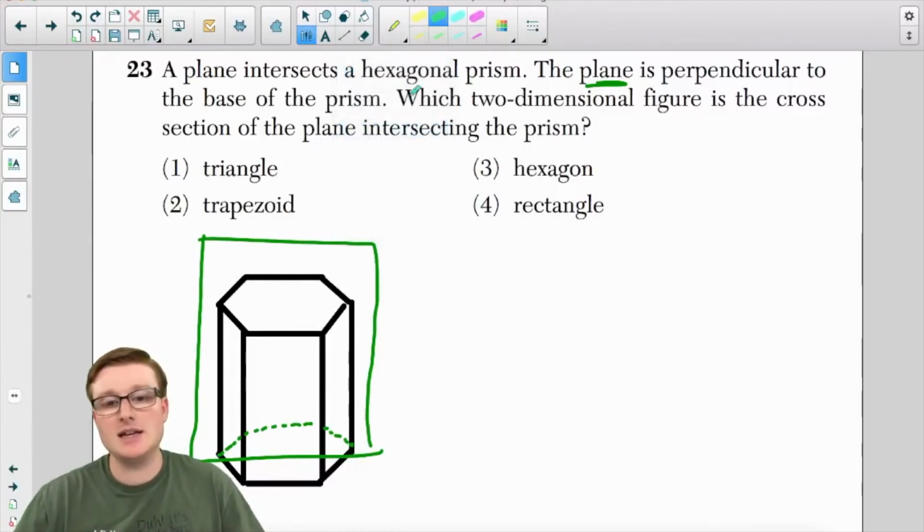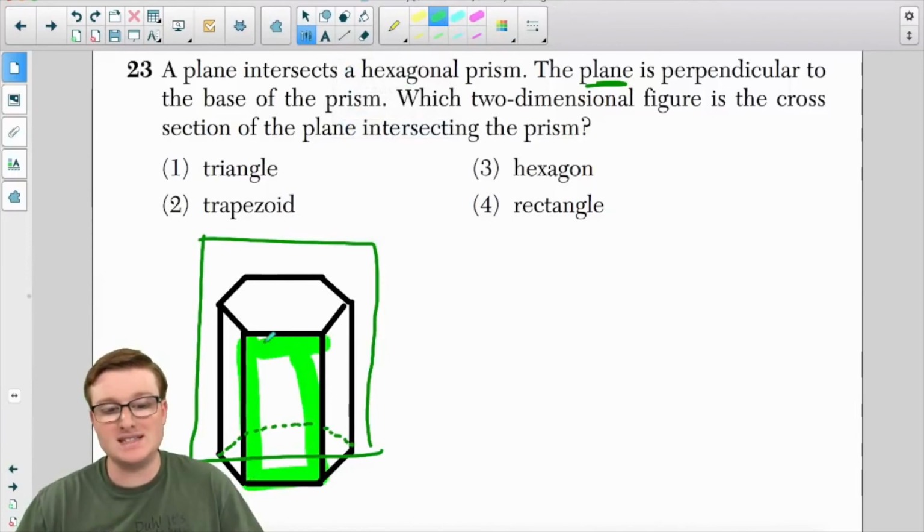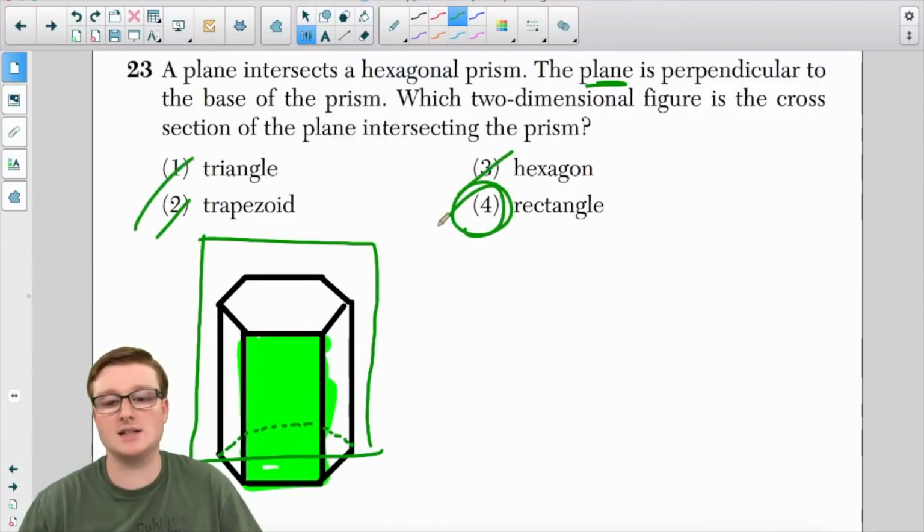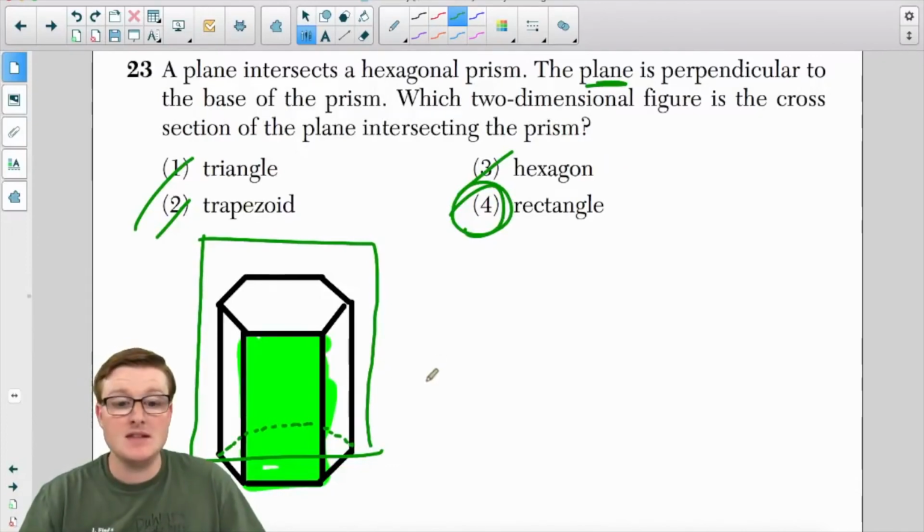Ladies and gentlemen, it is the face of the hexagonal prism. What figure is that? That's a rectangle. So therefore, it is going to be choice 4. Triangle, trapezoid, and hexagon make absolutely no sense. The cross-section would be a hexagon if the cross-section was horizontal, meaning parallel to its base. This is saying perpendicular to its base, so it has to be a rectangle.